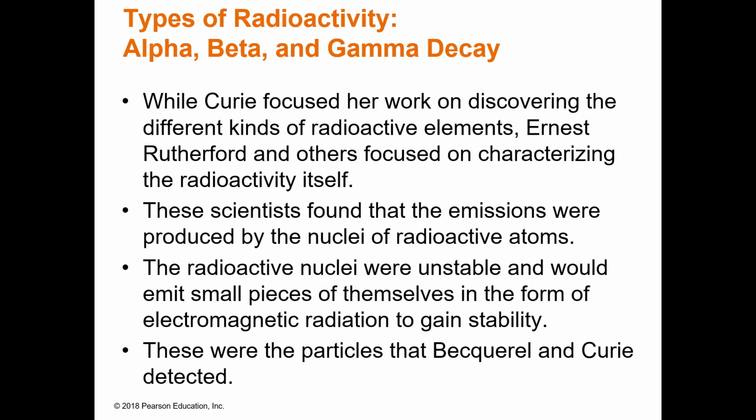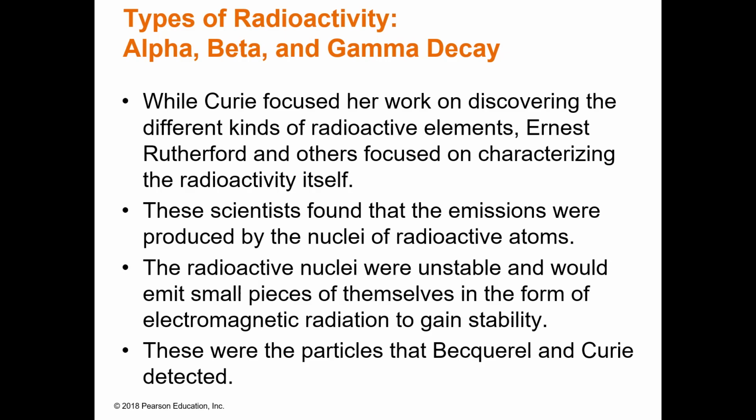Let's talk about the different types of radiation. While Curie was focused on discovering new radioactive elements, scientists like Ernest Rutherford were asking a different question. What exactly are these emissions coming out of radioactive atoms? They discovered that radiation comes from the nucleus, the central part of an atom, and that atoms emit different types of particles to become more stable. These emissions are how atoms get rid of excess energy.